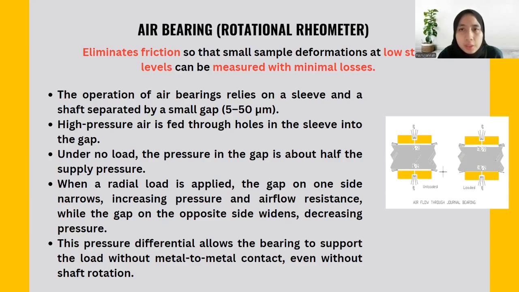When a radial load is applied, the gap on one side narrows, which increases the pressure and airflow resistance, while the gap on the opposite side widens and decreases the pressure. This pressure differential allows the bearing to support the load without metal-to-metal contact, even without shaft rotation.